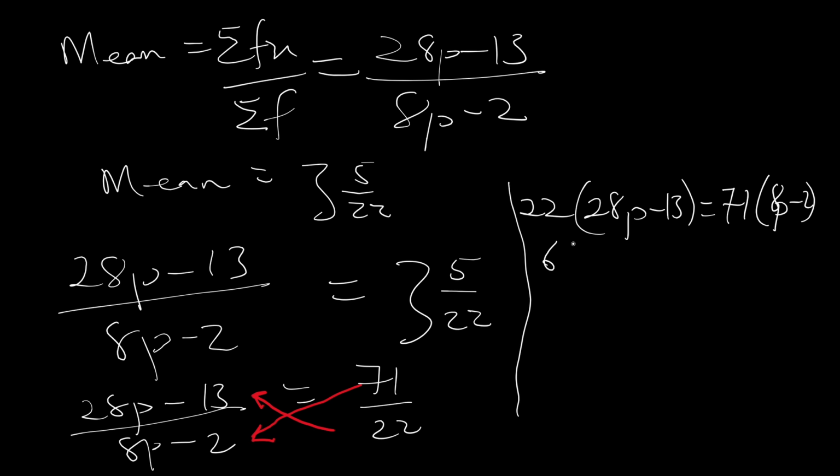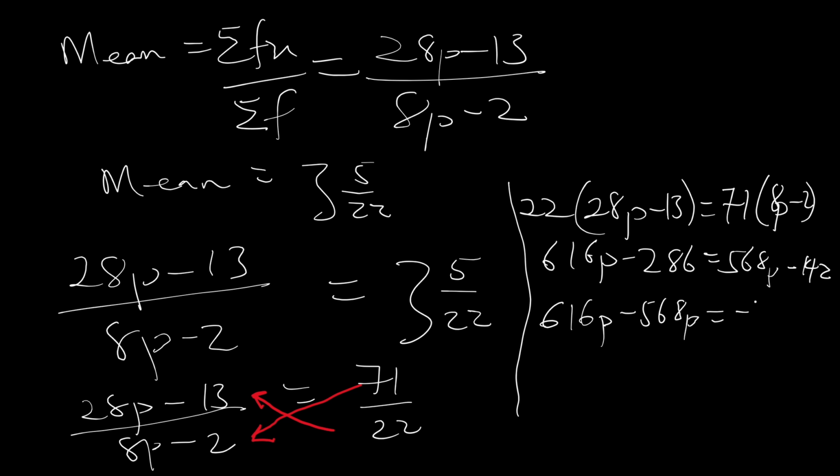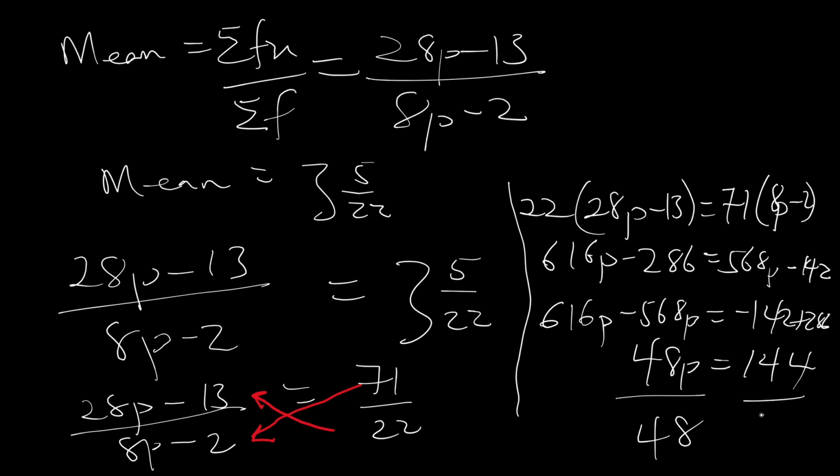This gives us 616p minus 286 is equal to 568p minus 142. Now when we group like terms, we have 616p minus 568p is equal to negative 142 plus 286. Now this gives us 48p is equal to 144. Now to find the value of p, we divide both sides by the coefficient of p, which is 48. So our p will be equal to 3.